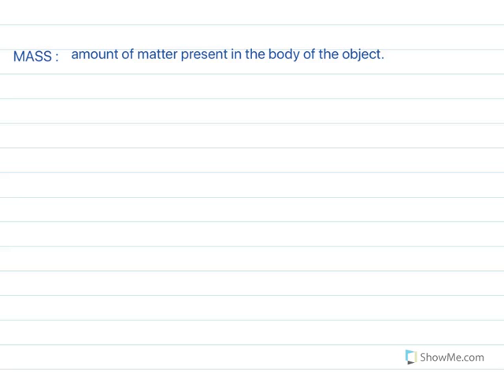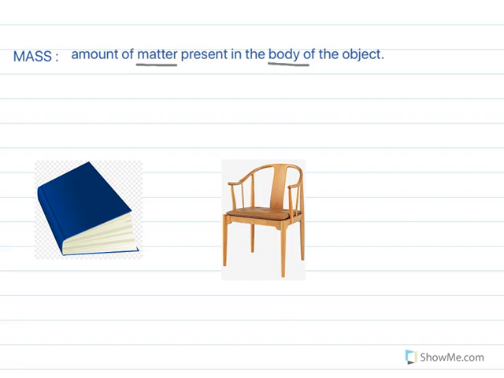In this lesson, we will learn the difference between mass and weight. Now, mass is the amount of matter present in the body of an object. When we say matter, we know all objects are made up of atoms and molecules. So, mass is these atoms and molecules present in an object.